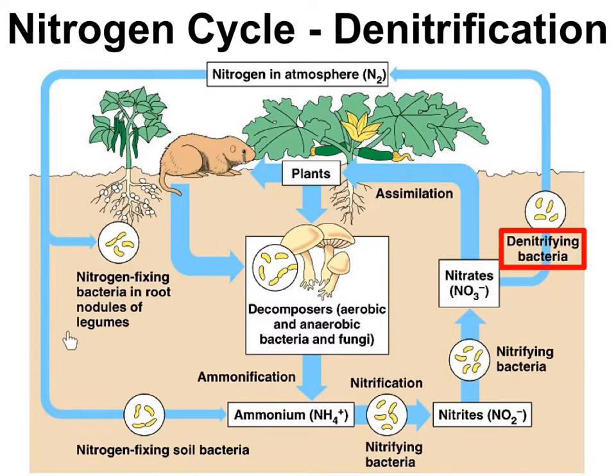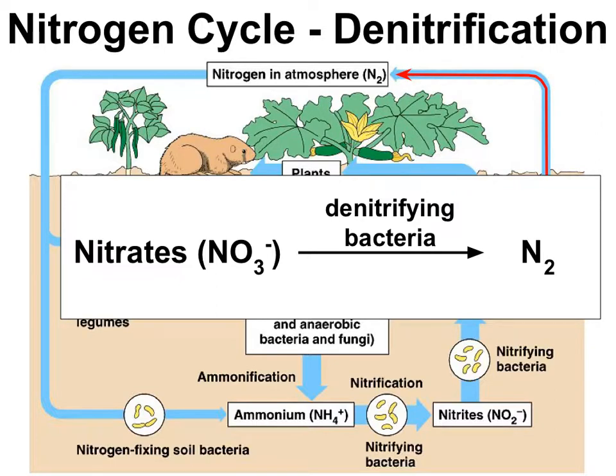To complete this outer cycle of bacteria, now we get to the process of denitrification. Denitrification is done by denitrifying bacteria. During denitrification, denitrifying bacteria convert nitrates, NO3, back into nitrogen gas, N2, in the atmosphere. Here's that process as a chemical equation. Nitrates are converted into N2 gas by denitrifying bacteria.